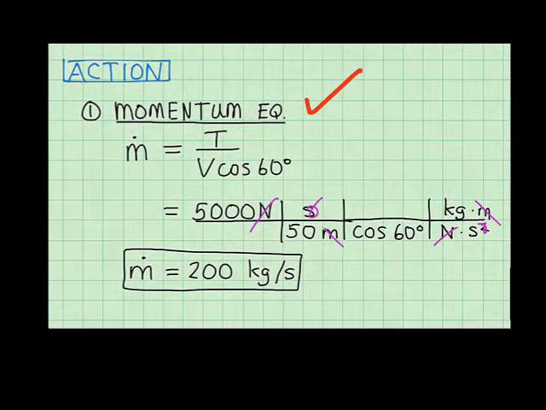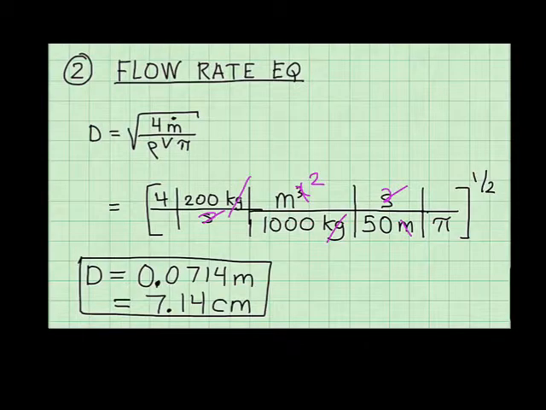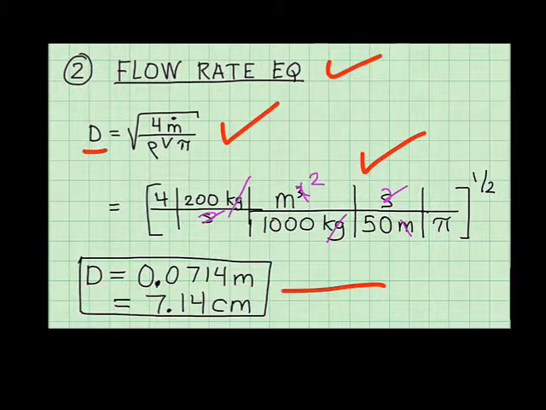Apply the momentum equation. I rewrite the equation that I derived in my ideas section. Carry and cancel units as usual, and the mass flow rate is 200 kilograms per second. To apply the flow rate equation, I rewrite the equation I derived in the previous section and solve for diameter. I substitute numbers in, carry and cancel units, and the diameter comes out to be 7.14 centimeters.